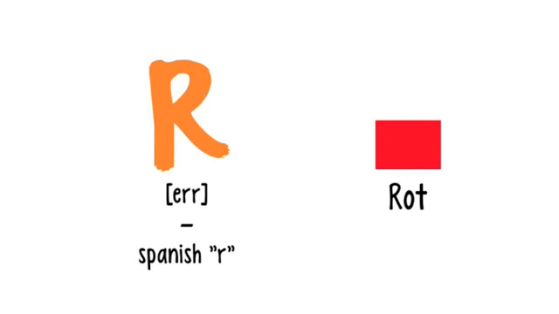R. For this letter, there's no equivalent in English. In order to pronounce this letter right, you have to gargle in the back of your throat until it starts to vibrate. R. Now try. That is how we officially pronounce the German R, but in some regions in Germany we also use the Spanish R. And the German word with the letter R is rot, which means red.